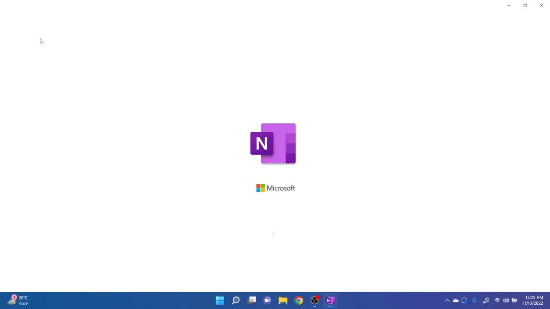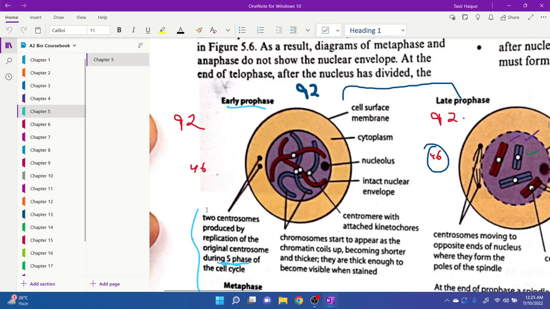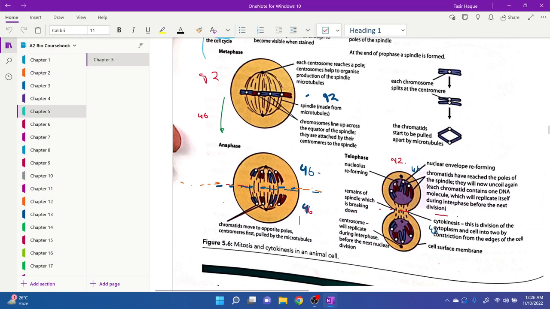See this? Closed by mistake. Here you go. Nucleolus and nuclei reform.